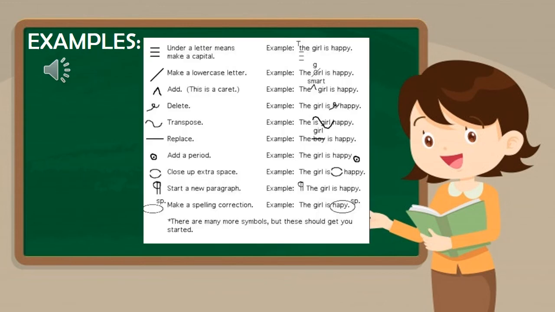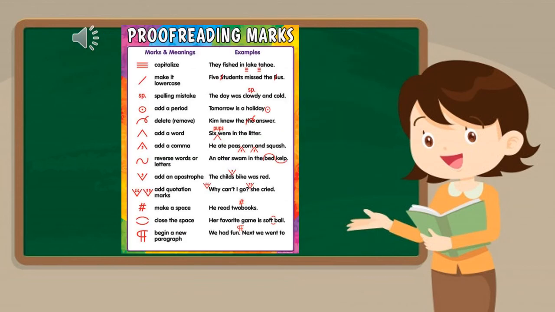In this picture shown, those are the symbols, the meaning of the symbols, and also the examples for the correction symbols. In this picture shown are the proofreading marks, with marks, meanings, and also examples to easily identify what are the grammar errors in the sentence or in a phrase.